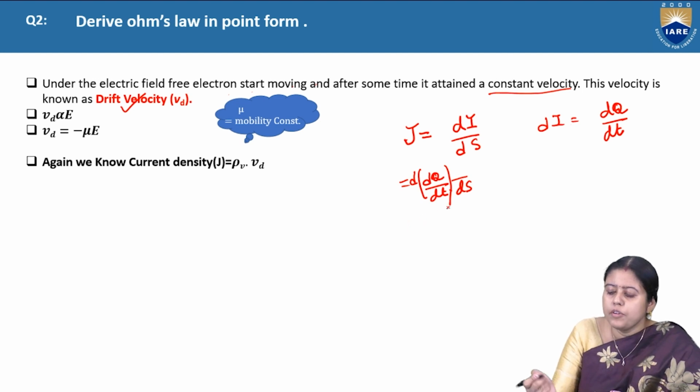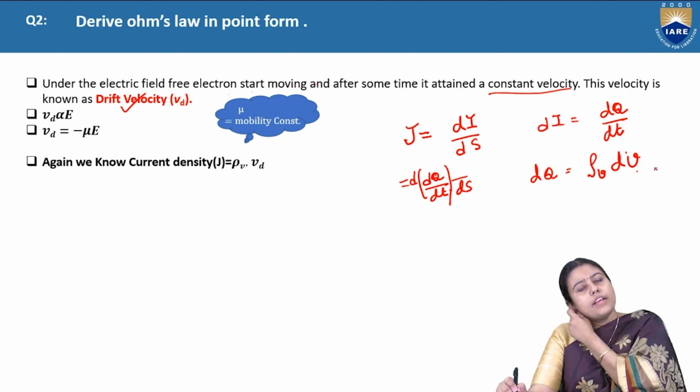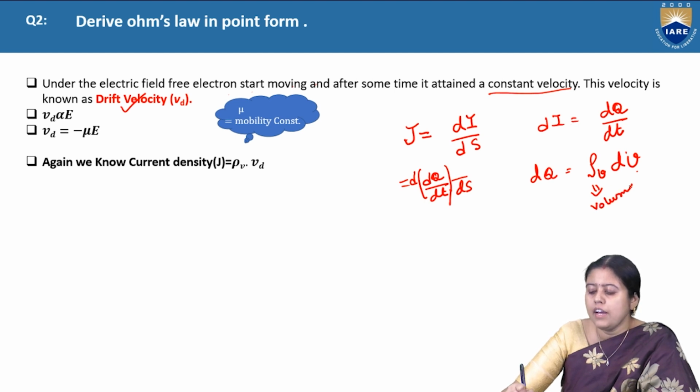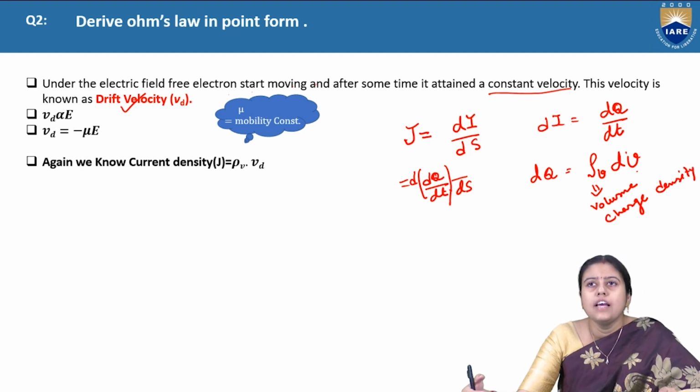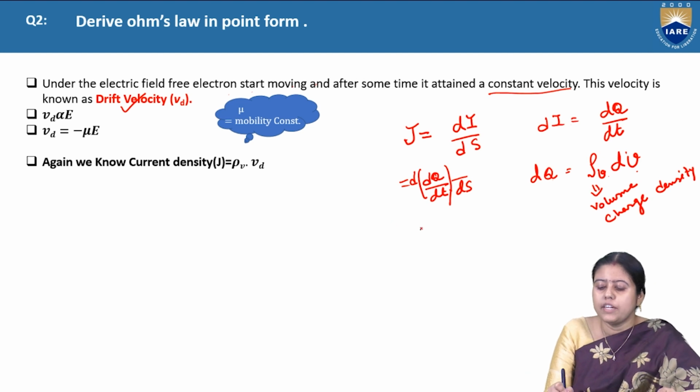We also know what charge is: dq is equal to rho v into dv, where dv is the volume. What is rho v? Rho v is the volume charge density. What is the meaning of volume charge density? Charge per unit volume. So dq is equal to rho v into dv, and we got the volume charge density.